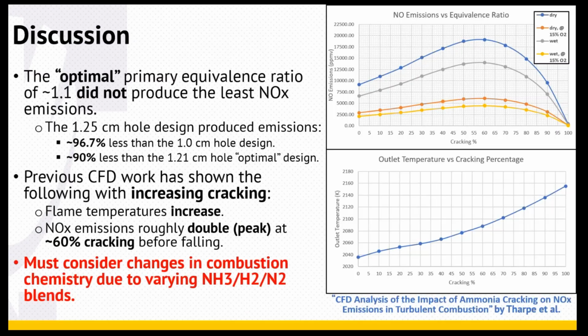So now, getting into what I think was happening here. What I found doing literature review, and also doing CFD work in a paper I published with SciTech earlier this year, is that whenever you have a constant fuel and air flow rate, but you increase the cracking percentage of your fuel, so you're increasing the hydrogen and nitrogen content of the fuel and decreasing the ammonia, you actually get a pretty substantial increase in NOx emissions as the cracking increases up to a peak around 60%, and then it drops hard beyond that, especially when you hit 100% cracking.